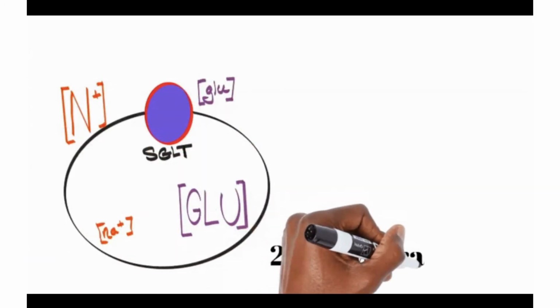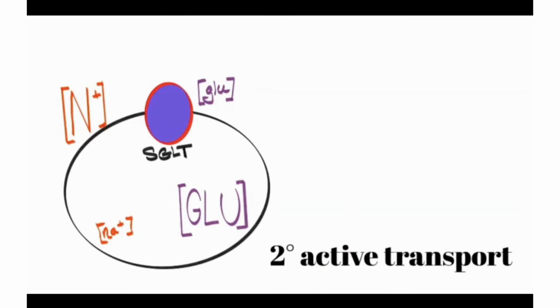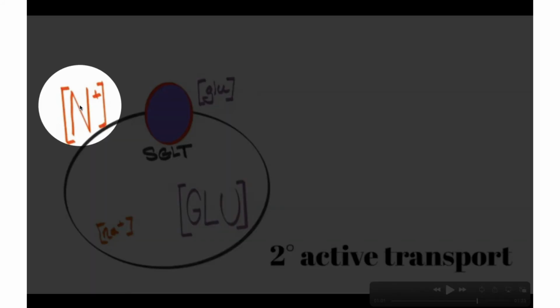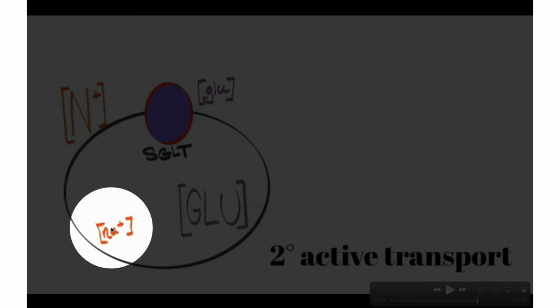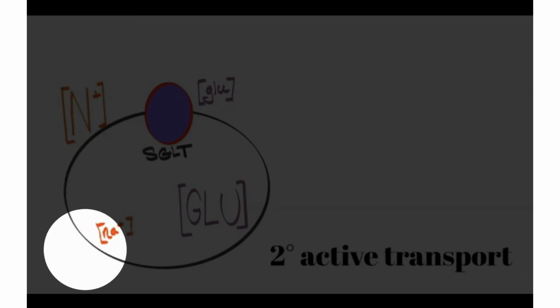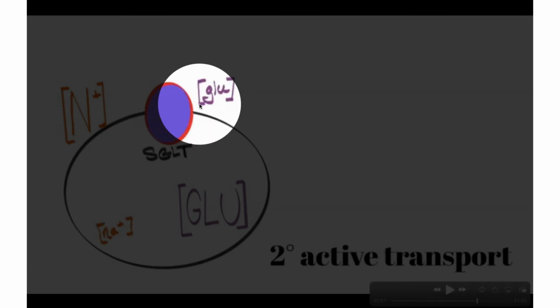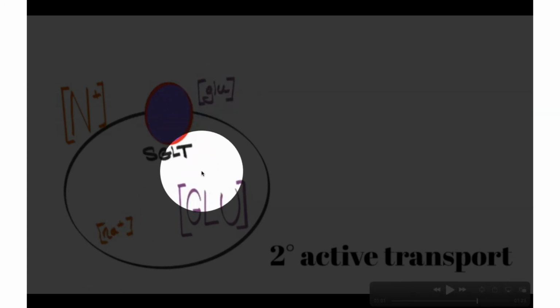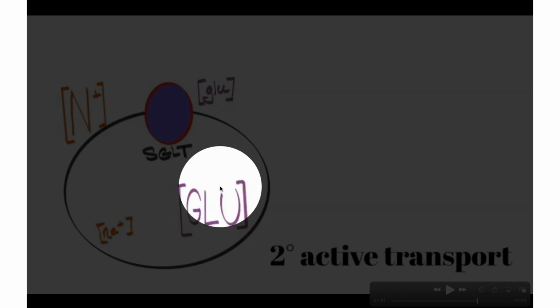Now let's take a look at secondary active transports. Once again, there you see the 2 with the little circle up there in the superscript. That means secondary active transports. Here we're dealing with moving things against their gradients, but not all things. So in this image right here, we can see there's a high concentration of sodium outside of the cell and a low concentration of sodium inside of the cell. Low concentration of glucose outside of the cell, high concentration of glucose inside the cell.